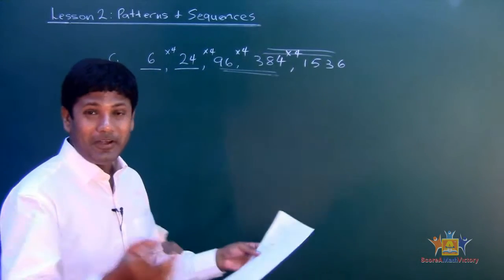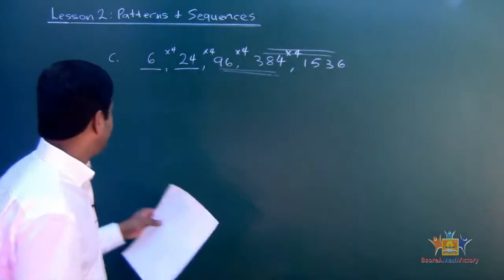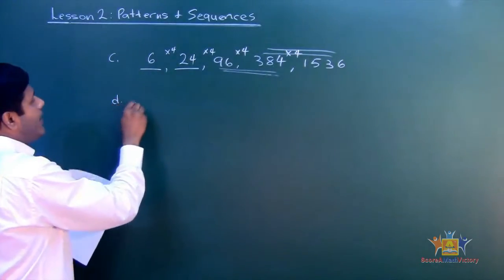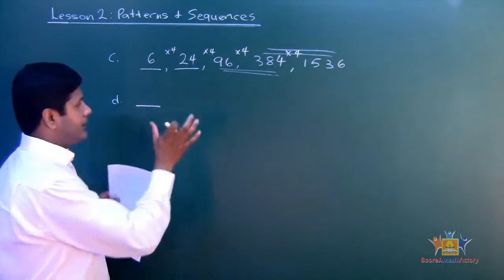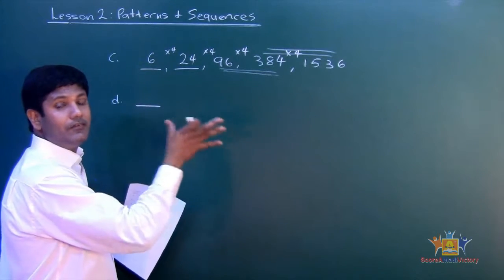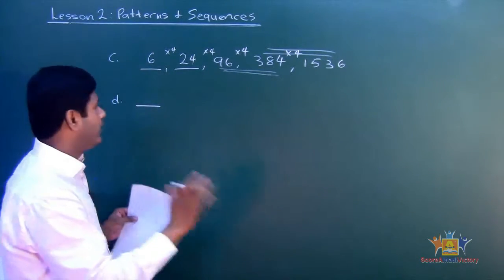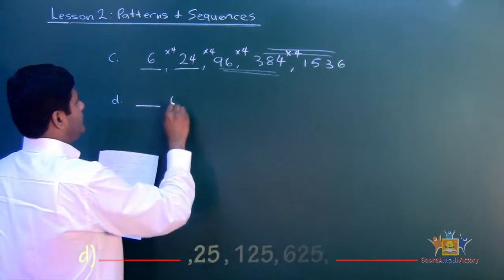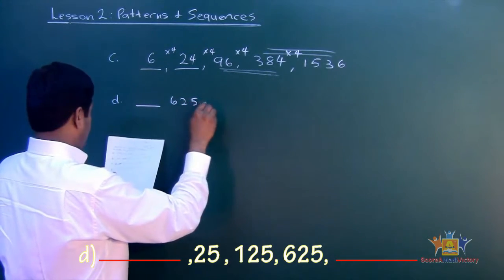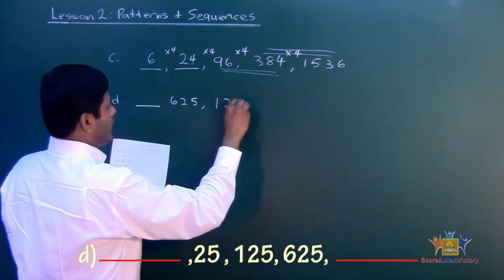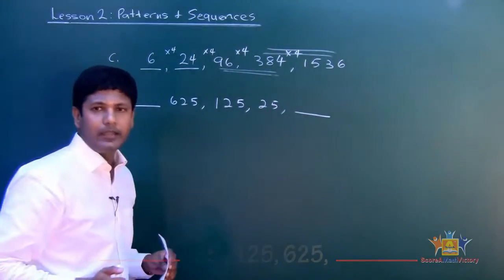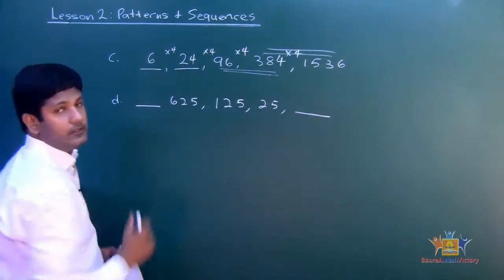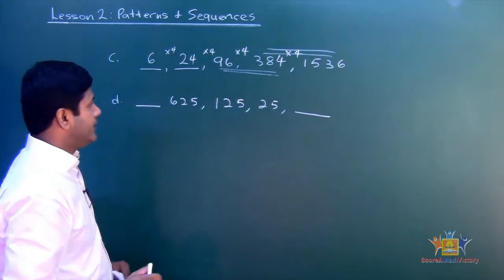Alright, my students, are you ready for problem D? Okay, problem D. I know, but it doesn't matter, because as long as I gave you a sequence with 3 numbers, you should be able to find it. So I gave you 625, and then 125, and then 25, and then another blank. So we're going to use these as our deciding numbers.